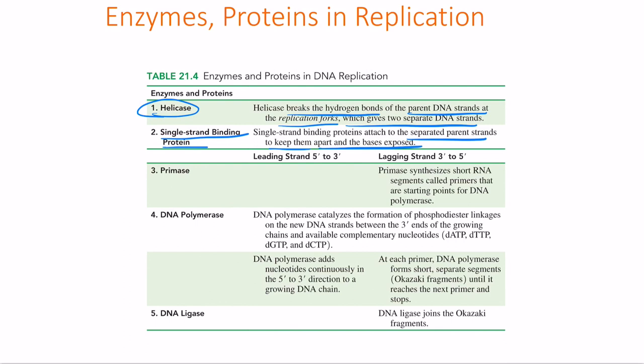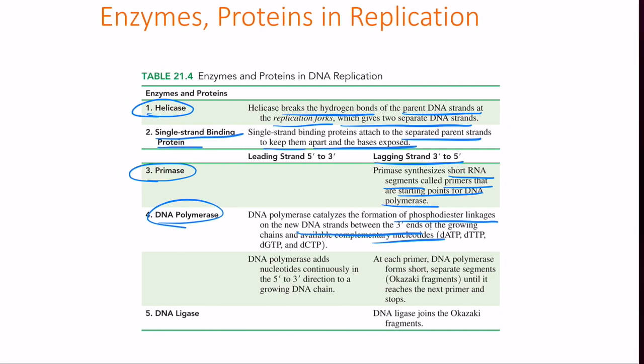So next you have primase. Primase is involved in the lagging strand. It is basically synthesizing short DNA or RNA segments called primers. They become the starting points for the DNA polymerase. So the DNA polymerase involves the catalysis of the formation of the phosphodiester bonds between the new DNA strand's 3' end and the other complementary nucleotides.